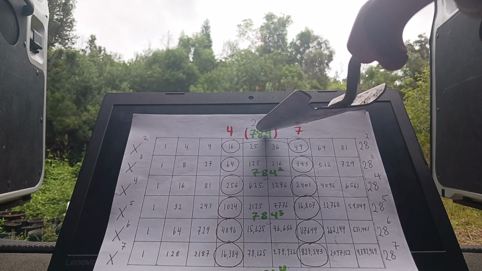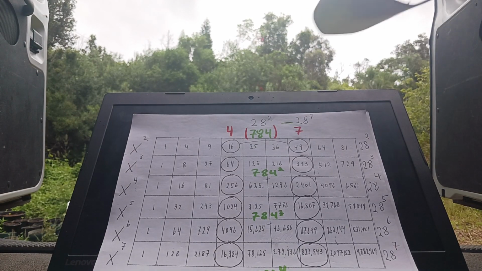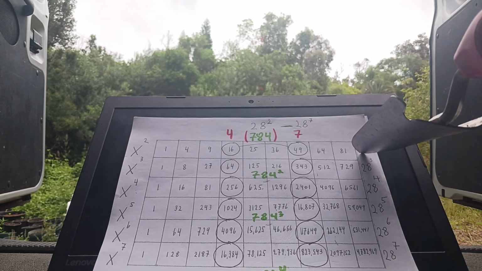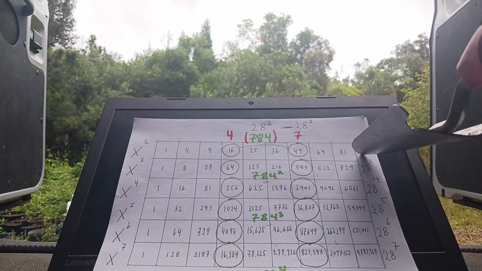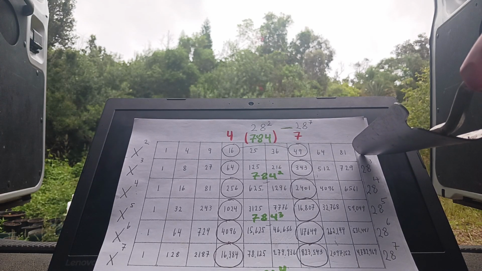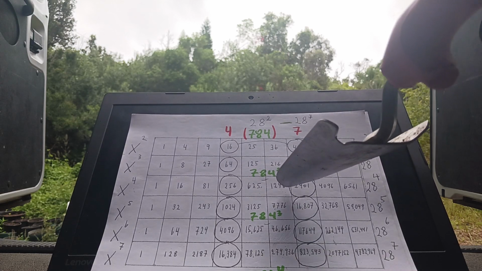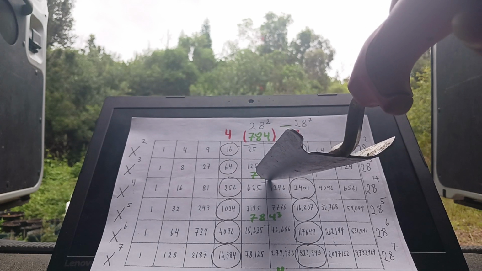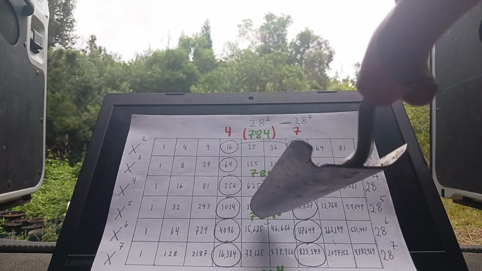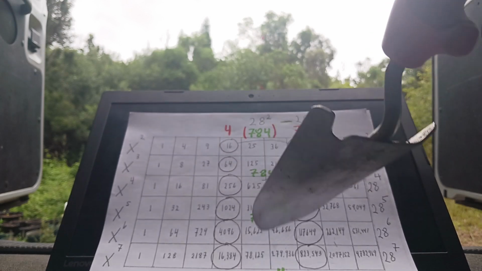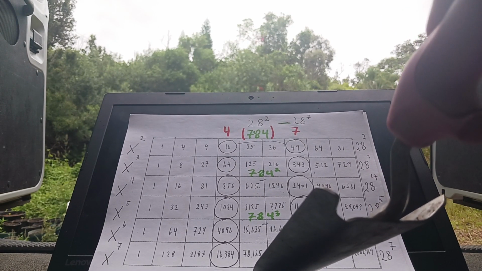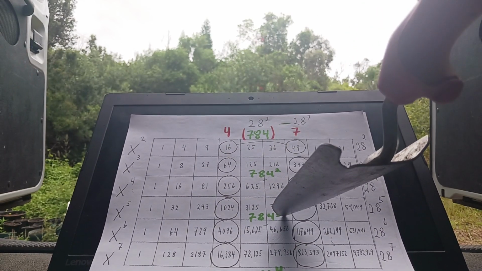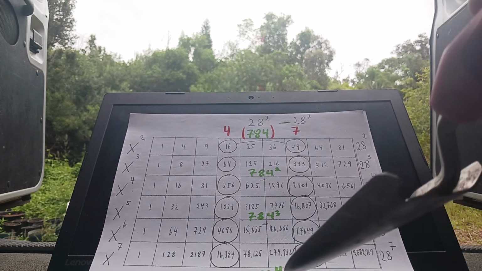28 squared is 784. 16 times 49 is 784. 28 squared is 784. 28 squared squared is 784 squared, which is 2 with 2 more. 784 squared. 784 to the third. 784 to the fourth. 28 squared, 28 to the fourth, 28 to the sixth, 28 to the eighth.